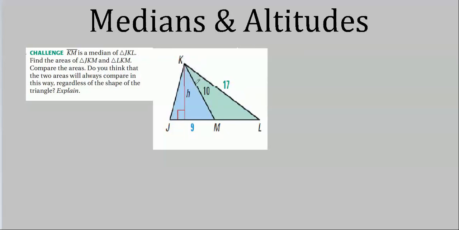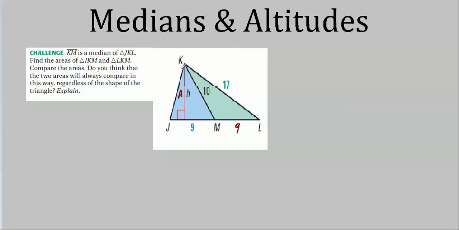So what do we have here? Well, if KM is a median, that means it goes from the vertex to the midpoint of JL. So we could draw this in as 9 right now. We may not need it, but what the heck, we know what it is. This is a perpendicular line from the opposite side to the vertex. That is an altitude. So we know what that is. And that is also H. Now, compare the areas of the two triangles.